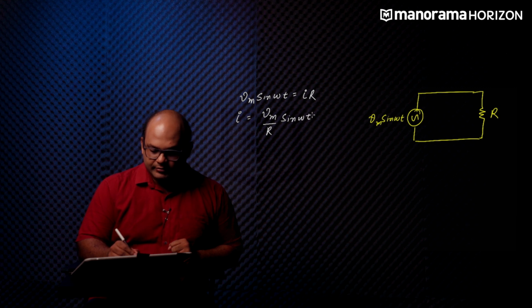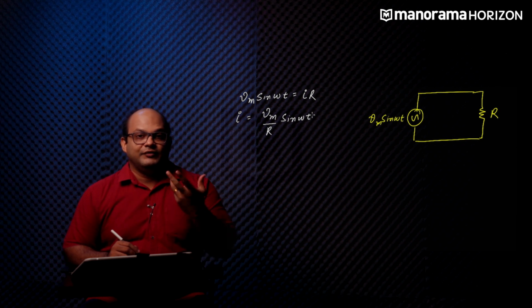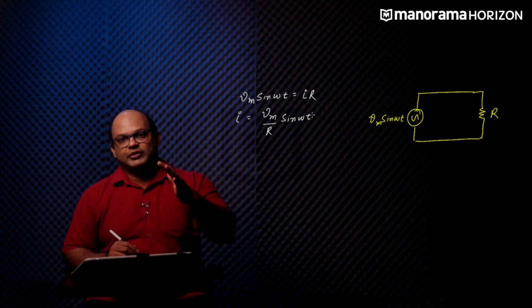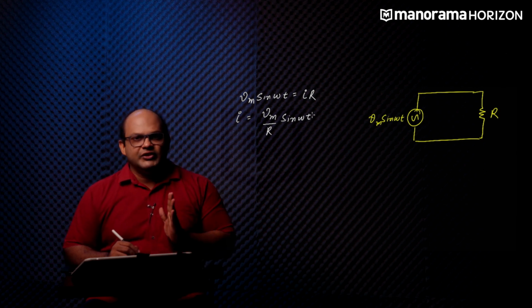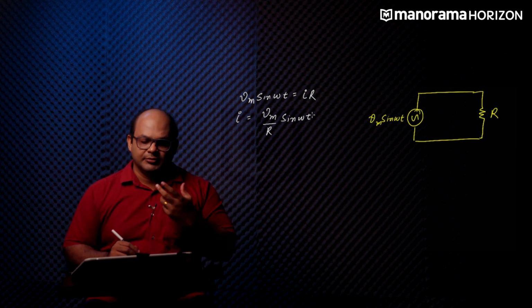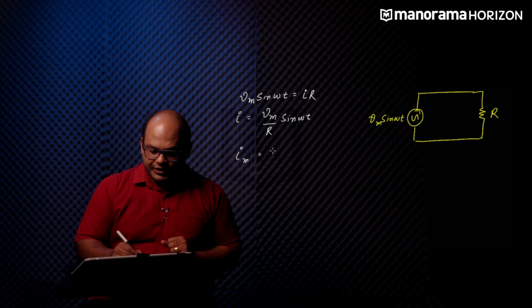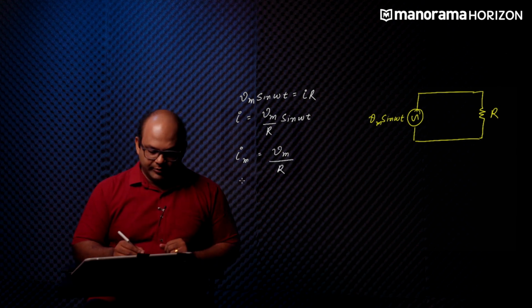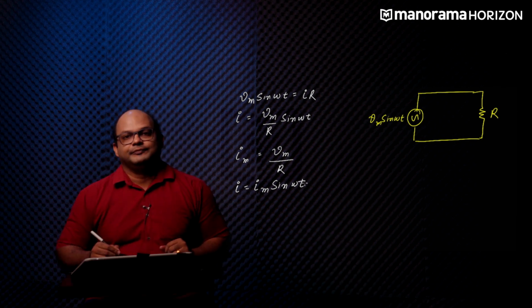sine omega t. Now in this particular circuit, the Vm is the peak value of the voltage, the highest value the voltage will reach in any given cycle, and R is the resistance of the resistor. Since both of these quantities are not going to change, we can consider them to be constants. So we can define a quantity Im which is equal to Vm divided by R. So the earlier equation now becomes I is equal to Im sine omega t.